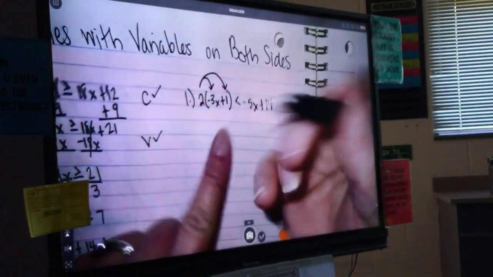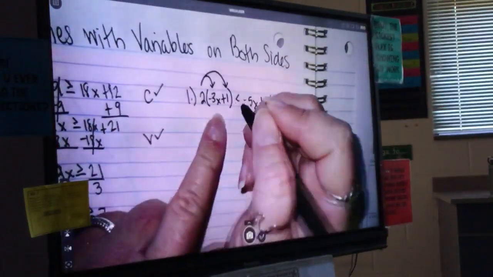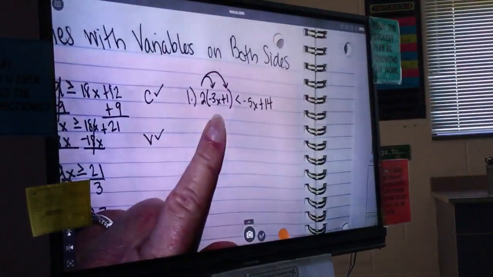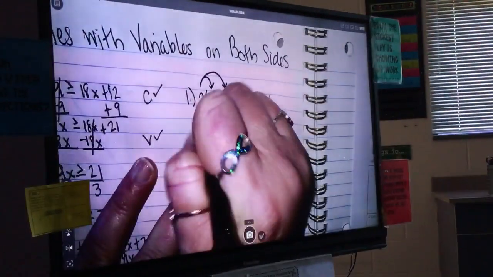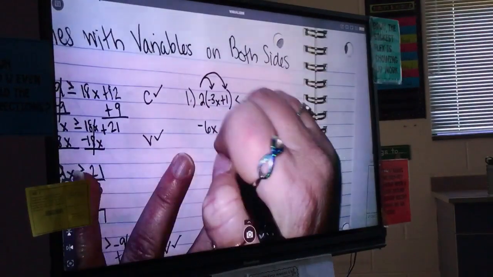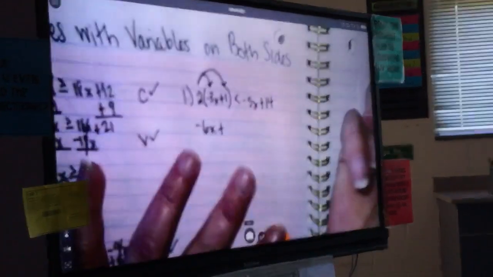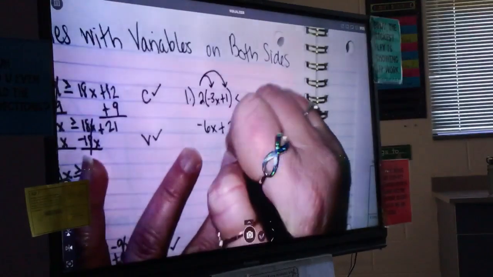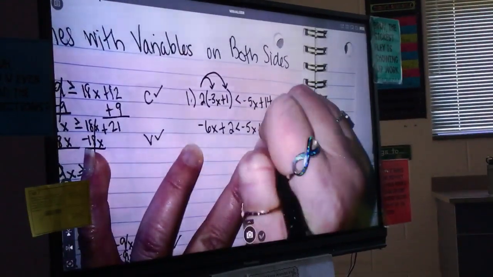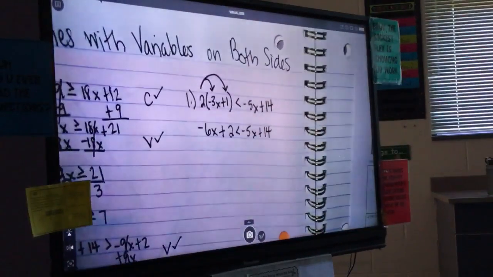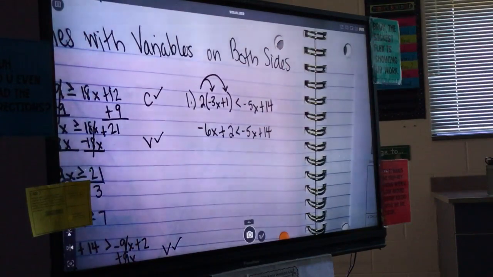All right, this becomes 2 times negative 3. What is 2 times negative 3? Raise your hand. Ellie? So negative 6x plus, what's 2 times 1? 2 is less than negative 5x plus 14. All right, go ahead, work with the people at your table or your shoulder partner, and then stand up when you're done.